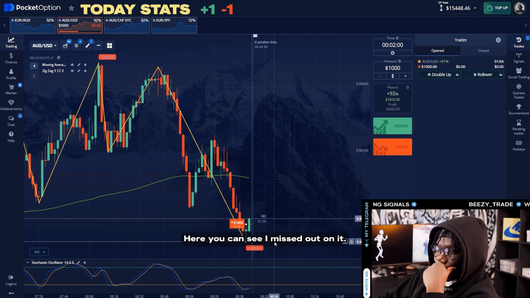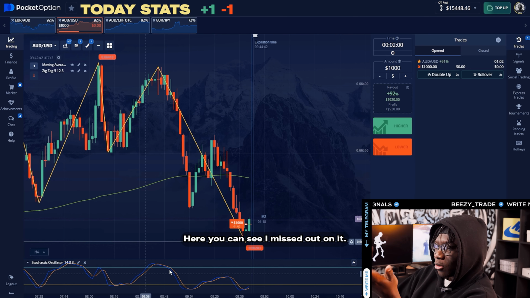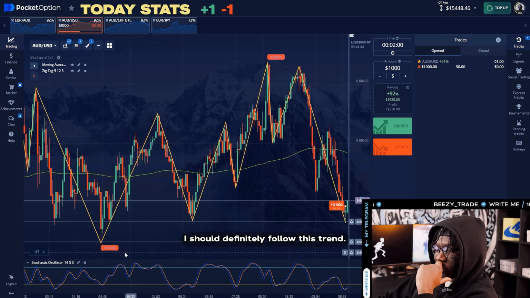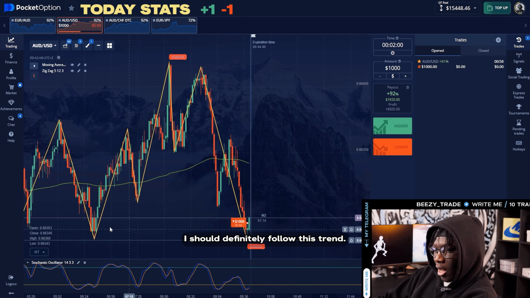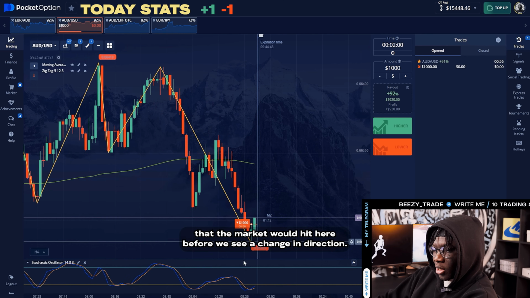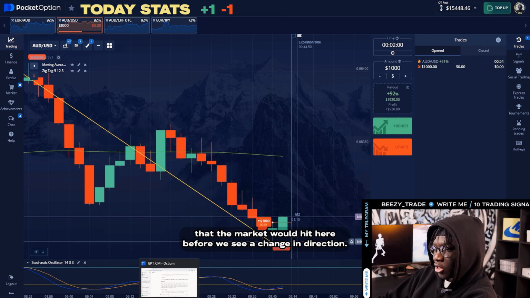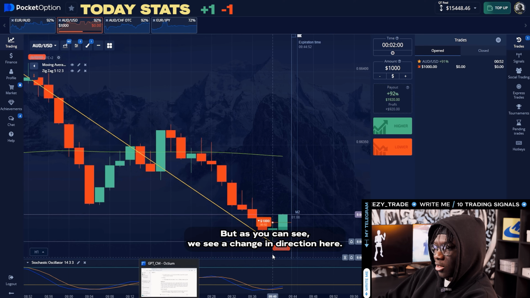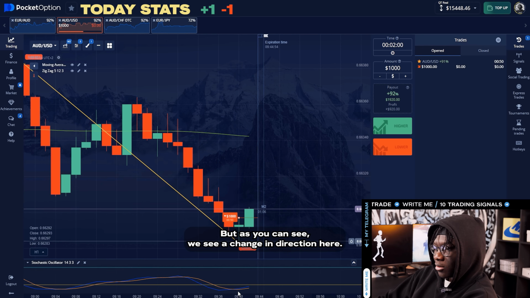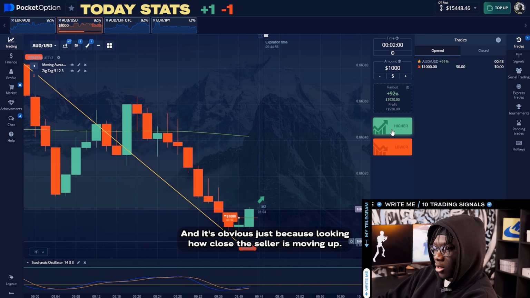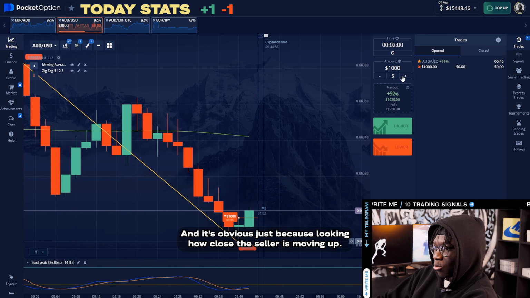So when we go here, you can see I missed out on it. I made a mistake. I should definitely follow this trend. I was counting on the fact that the market would hit here before we see a change in direction. But as you can see, we see a change in direction here. And it's obvious just because looking how close the stochastic is moving up.